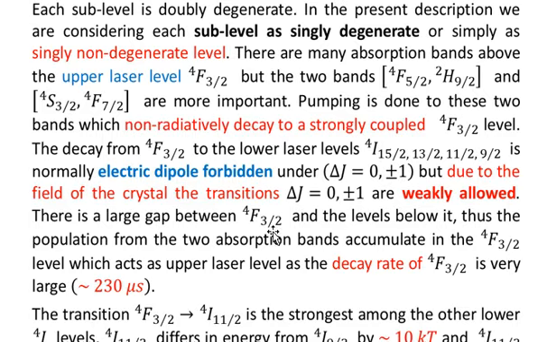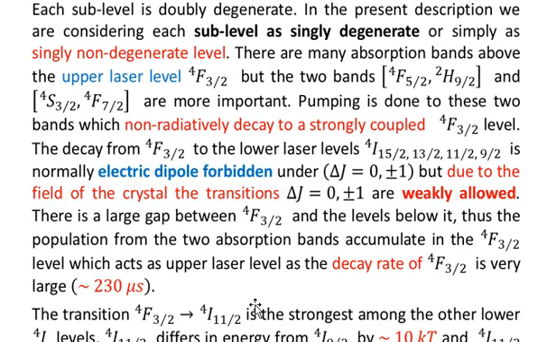There is a large gap between 4F3/2 and the levels below it. Thus, the population from the two absorption bands accumulates in the 4F3/2 levels, which act as the upper laser level, as the decay rate of 4F3/2 is very large, with a lifetime of this state of the order of 230 microseconds.